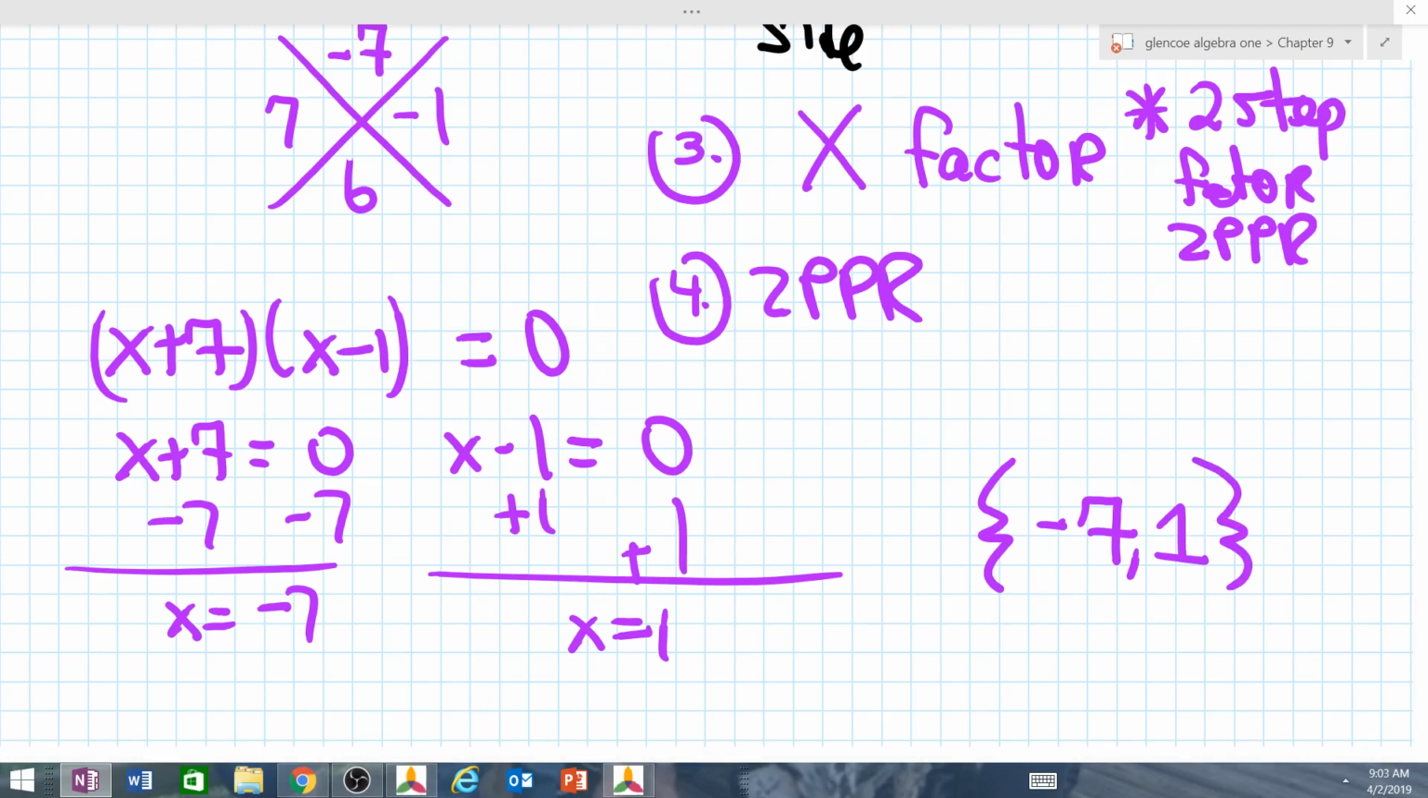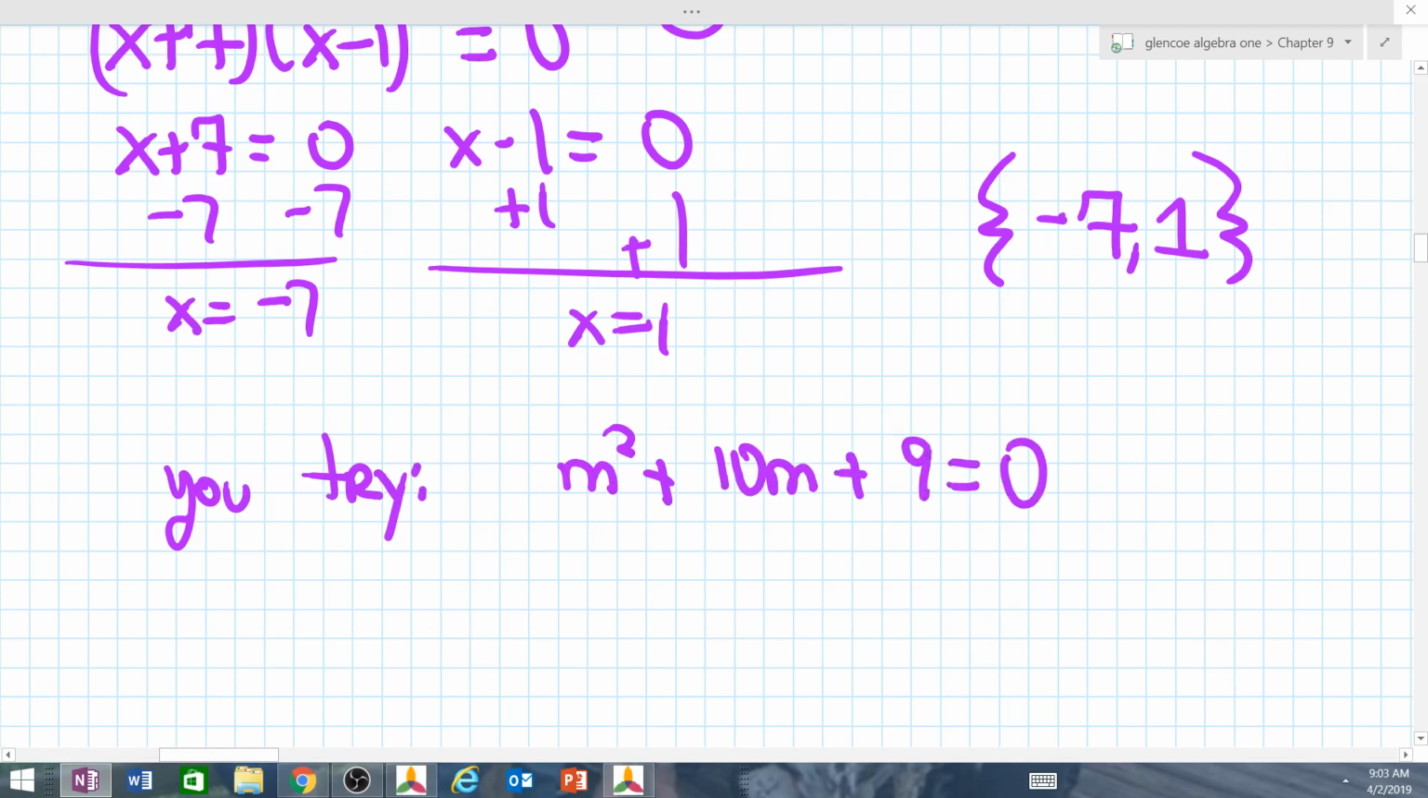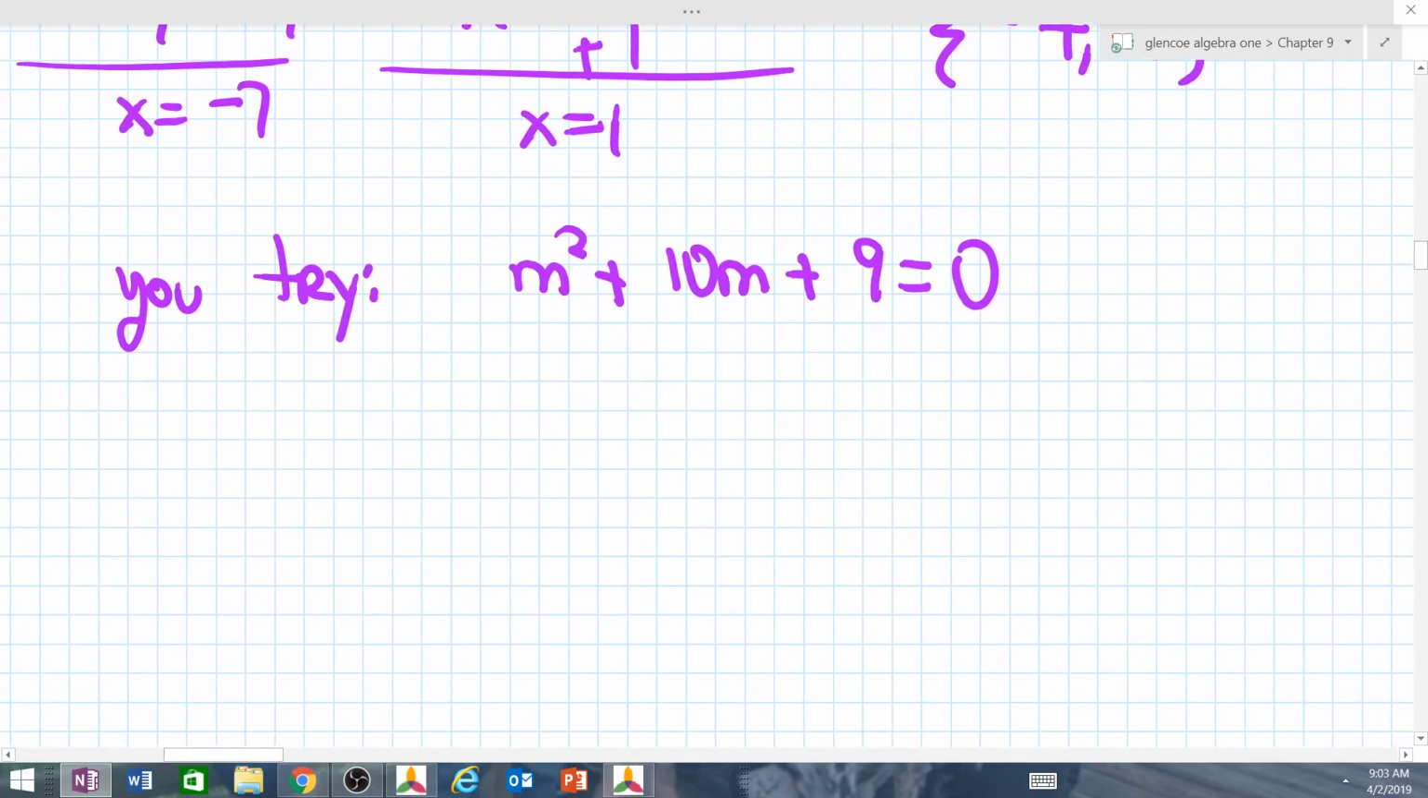Yes? Okay. How about if you try one? You ready? m² + 10m + 9 = 0. It's kind of nice. One side already equals 0, so you can go right into your little X factor.